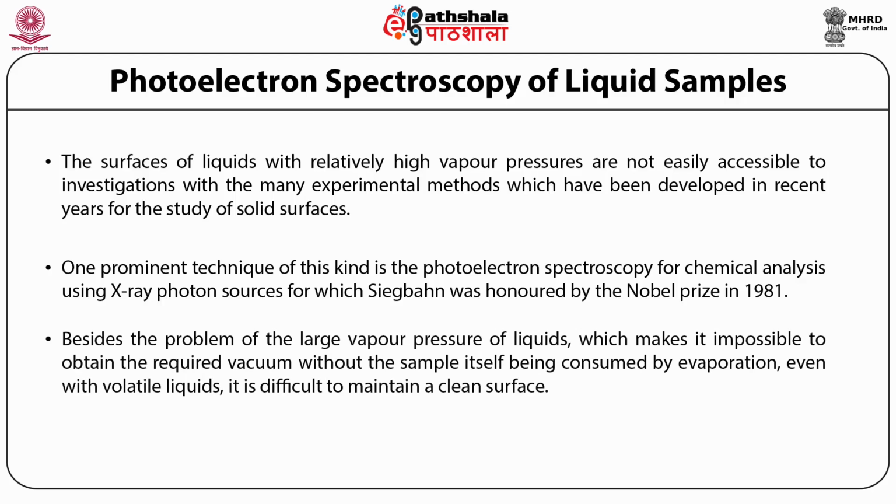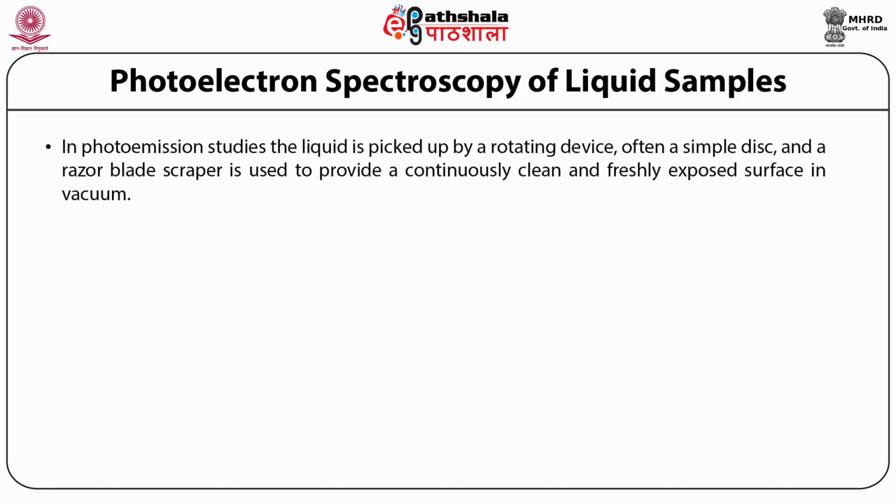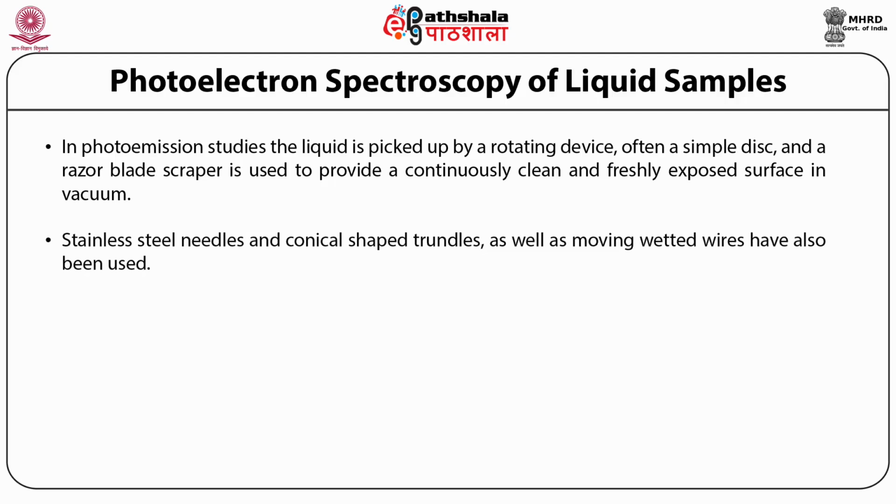Besides the problem of large vapor pressure in liquids, which makes it impossible to obtain the required vacuum without the sample itself being consumed by evaporation, even for volatile liquids it is difficult to maintain a clean surface. In photoemission studies, the liquid is picked up by a rotating device, often a sample disc, and a razor blade scraper is used to provide a continuously clean and freshly exposed surface in vacuum. Stainless steel needles with conical shaped tips as well as moving weighted wires have also been used.